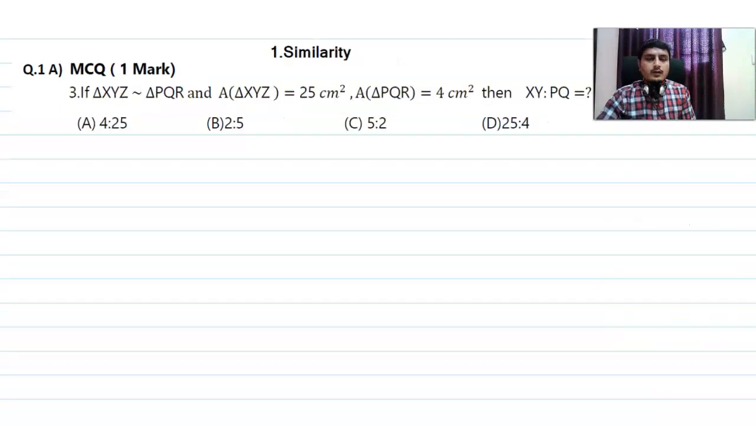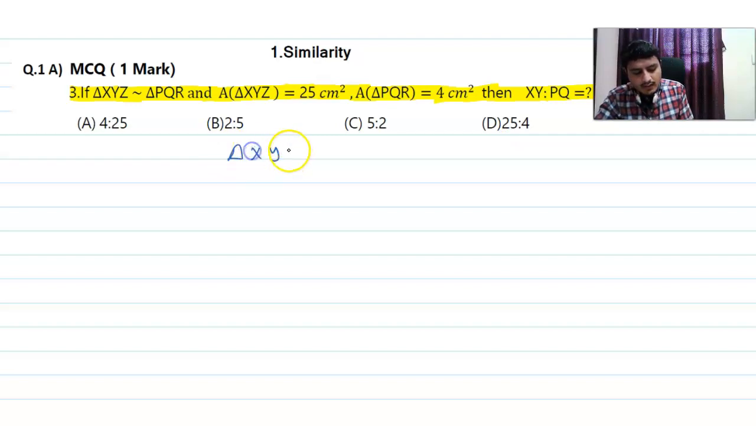Now look at the third MCQ. It is of the form: if triangle XYZ is similar to triangle PQR, area of triangle XYZ is 25 centimeter square, area of triangle PQR is 4 centimeter square, then XY is to PQ is equal to. We have given the 4 choice codes, among them we have to choose the correct one. So here we have given the two triangles, first triangle is XYZ and the other triangle we have PQR. The given two triangles are similar.